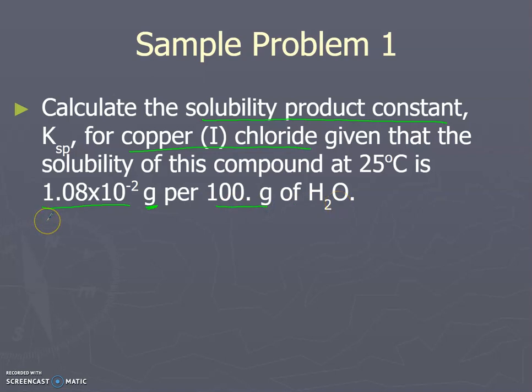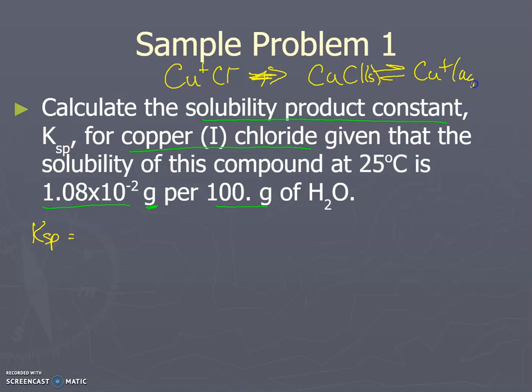Always start off with a KSP expression. The KSP expression is going to be from the reaction. So Cu plus and Cl minus make, that's a horrible one, CuCl solid, making Cu plus and Cl minus aqueous. So what's my KSP expression going to be? It's going to be the concentration of Cu plus times the concentration of Cl minus.